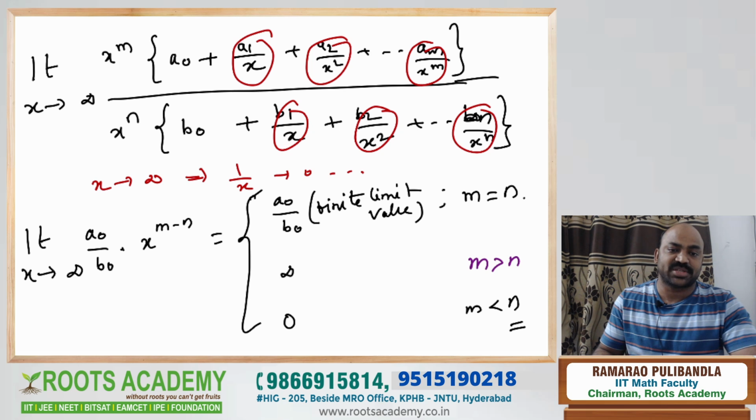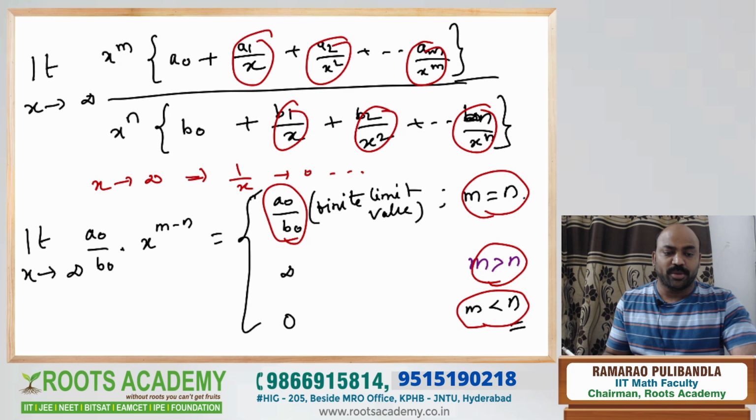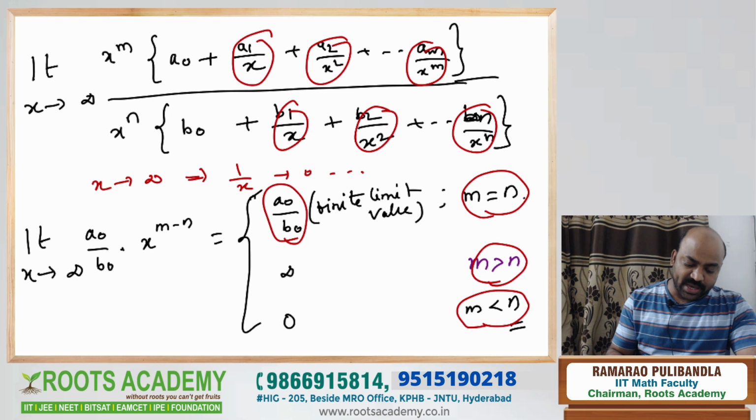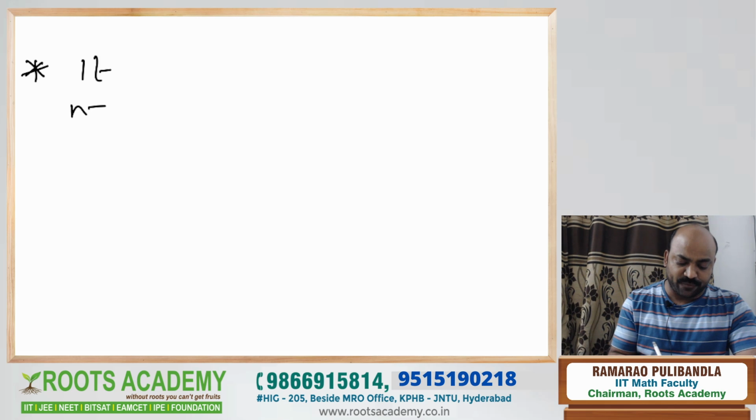Can you just look at this once again? Limit x tends to infinity, a naught by b naught value is becoming what? All of you, can you quickly try to observe it, dear students? This is going to become a naught by b naught when the degrees are equal, infinity when the numerator degree is greater than the denominator, and 0 when the denominator degree is more than the numerator. This is a very, very basic thing. Everyone should understand.